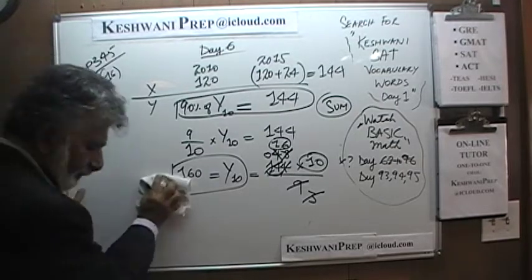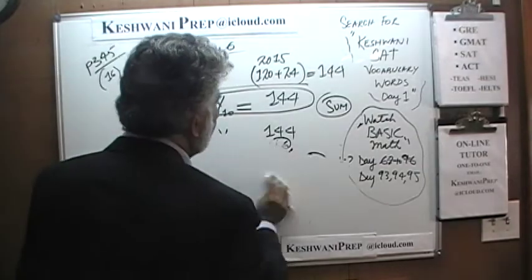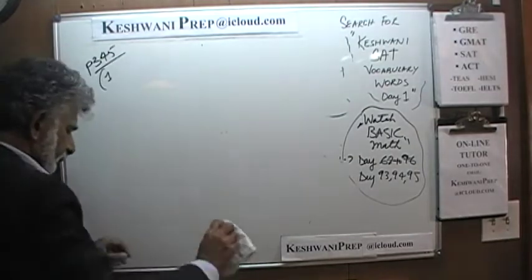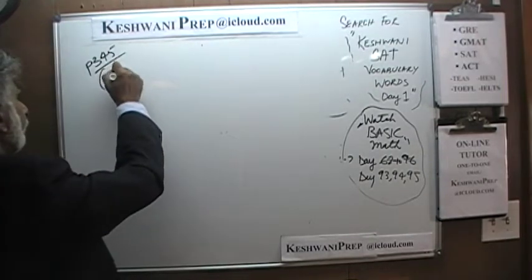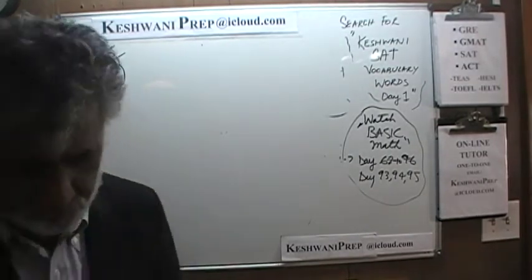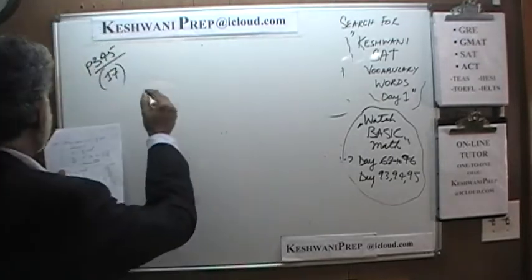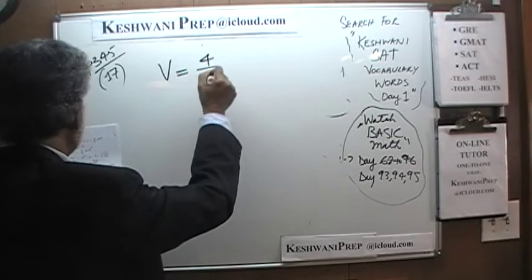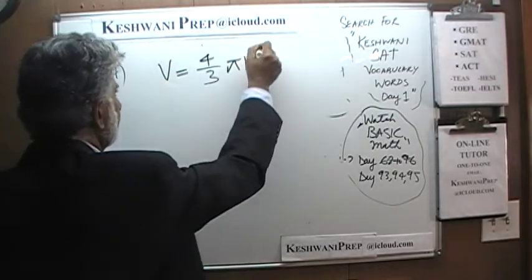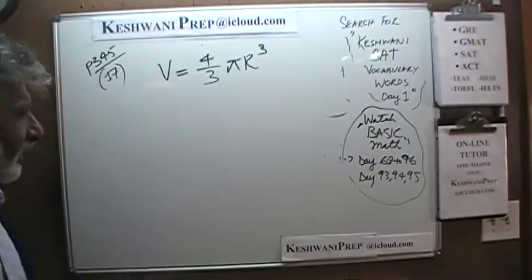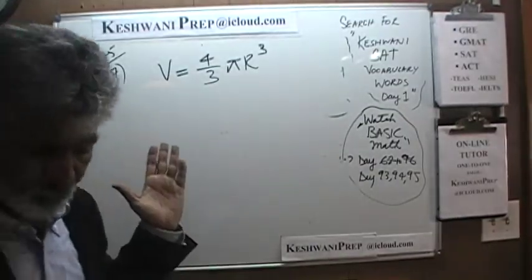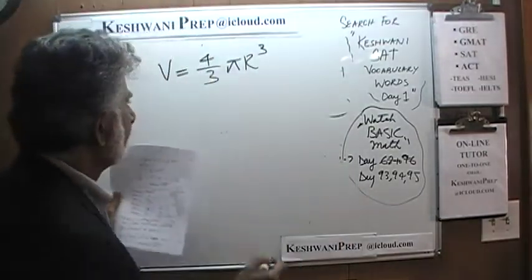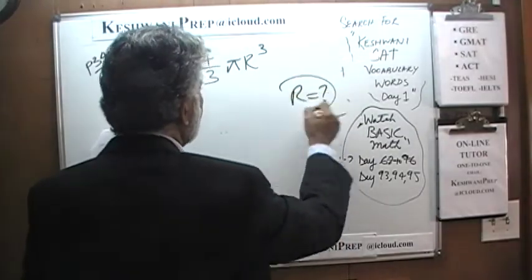Number 17. Number 17 is very straightforward. We are told that the volume of a sphere is given as 4/3 pi r cube. I'm not going to write everything, but they tell you that this represents the volume of a sphere. What this represents, we really don't care. We simply have to solve for r. The question is, solve for r.